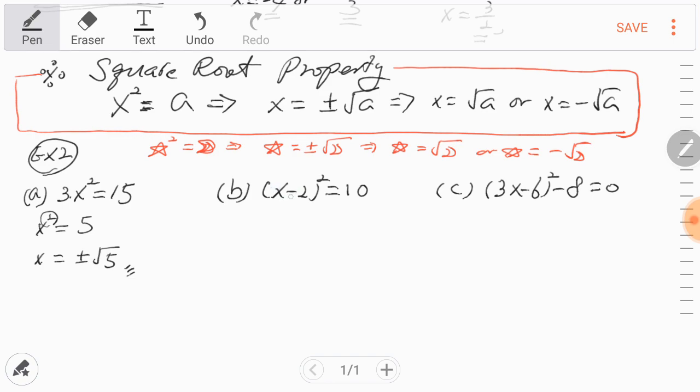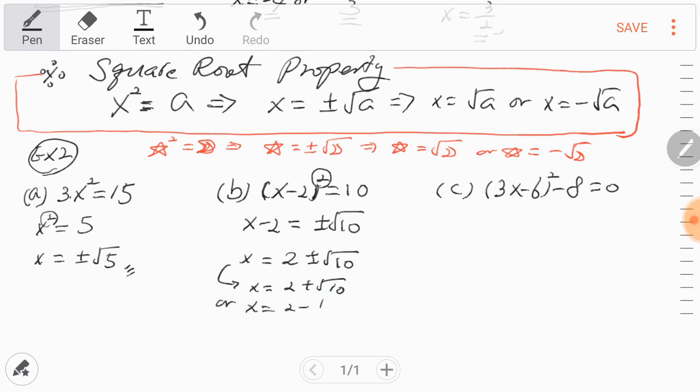Letter B. The base is x minus 2. In this case, this is a binomial. The base is x minus 2, but you still can remove the exponents. Then the base is equal to plus or minus square root of 10. We are looking for x, so move negative 2 to the other side. Then it will become positive on the right side: positive 2 plus or minus square root of 10. This means there are two values: x equals 2 plus square root of 10, or x equals what? 2 minus square root of 10. One is plus, one is minus. So there are two solutions.